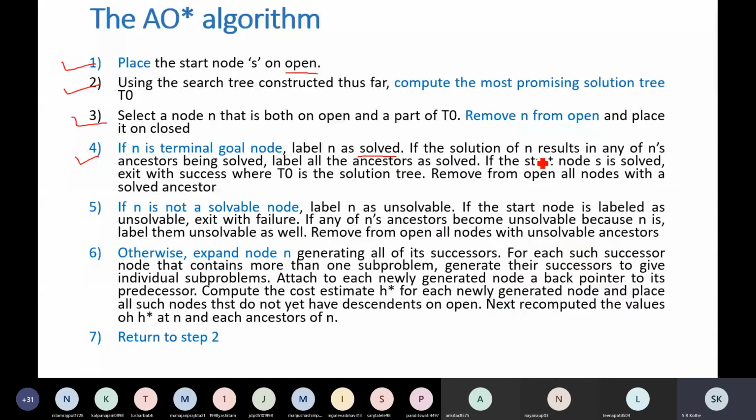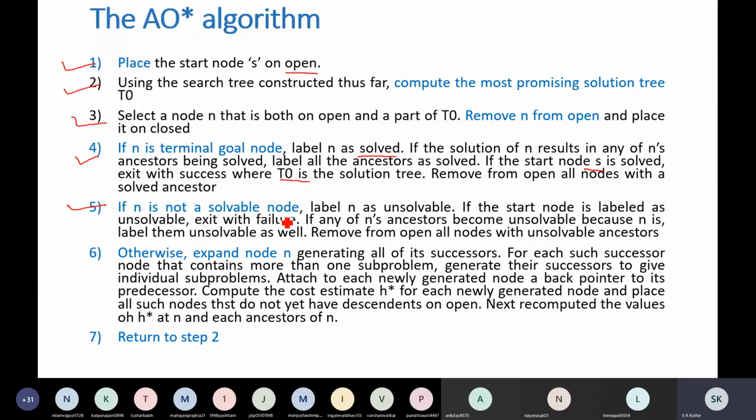If the solution of that N results in its ancestors being solved, label all the ancestors as solved. Otherwise, only label those nodes which are solved because of that particular subgoal. If the start node S is solved, exit with success and T0 will be your solution tree. Remove from open all the nodes whose label is solved. Okay, we have seen this.